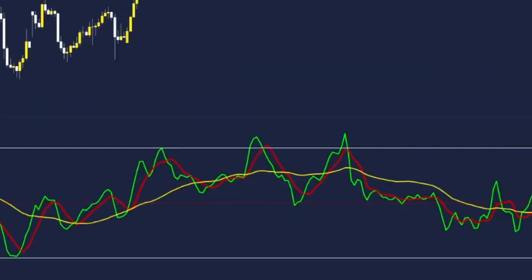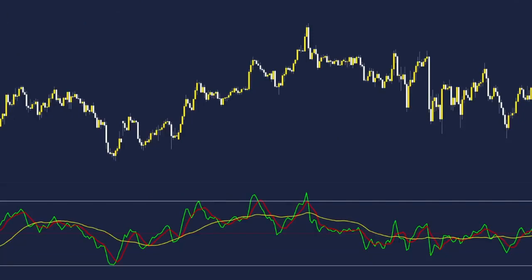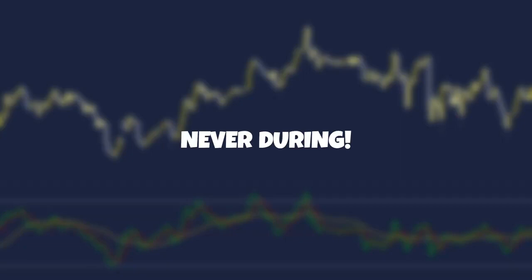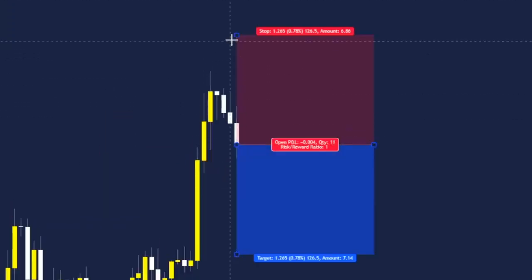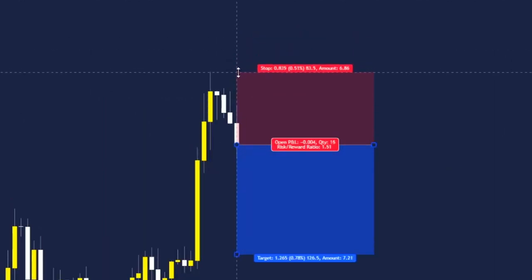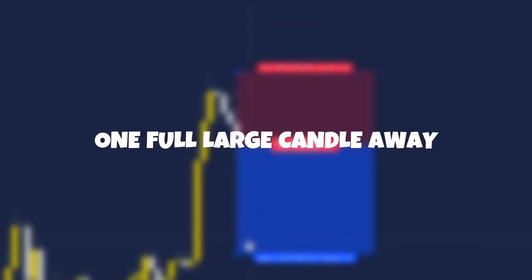For the entry signal, we want the green RSI line to cross and close below the red trend line. We only enter the trade if it is still crossed through the red line at candle close, never during the candle's movement. And once the RSI line is through, enter your sell position. Move your stop loss to the peak high of the move. If the high is really far away with huge candles, then place it one full large candle away.